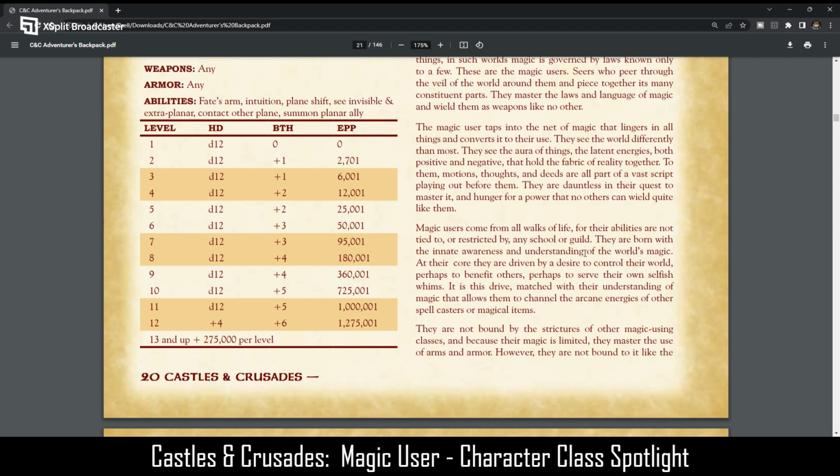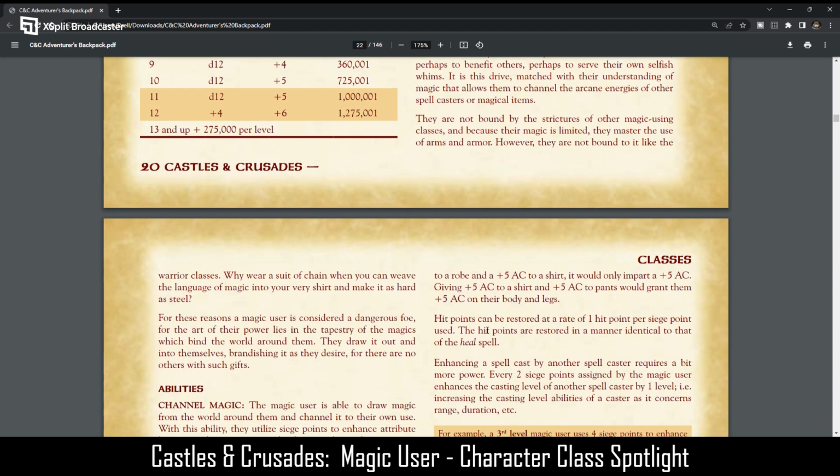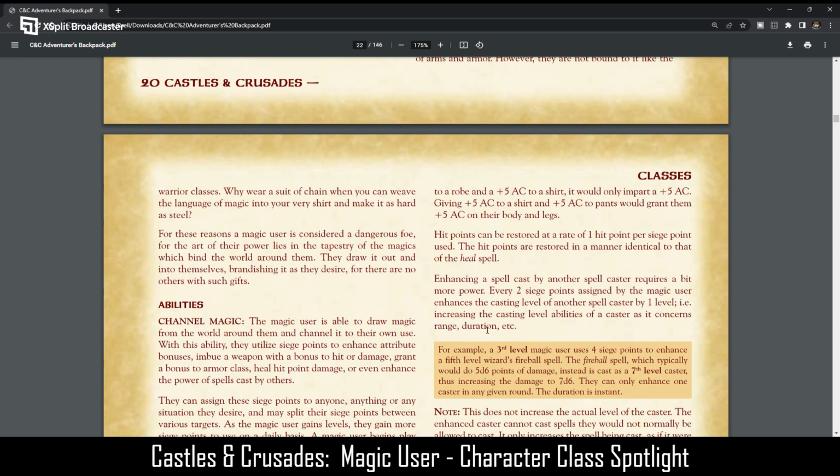They are not bound by the strictures of other magic using classes, and because their magic is limited, they master the use of arms and armor. However, they are not bound to it like the warrior classes. Why wear a suit of chain when you can weave the language of magic into your very shirt and make it as hard as steel?